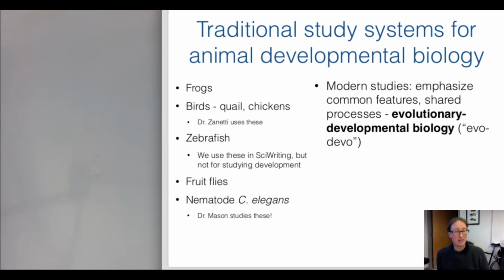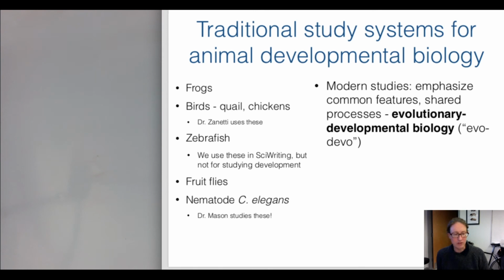One of the reasons I bring these up is that we have a couple of professors here at Siena who work with some of these study systems to study different aspects of animal development. So if you find this topic really intriguing, it's a good idea to look for courses that are taught by these professors, or you might want to get in touch with them to find out about their research programs.